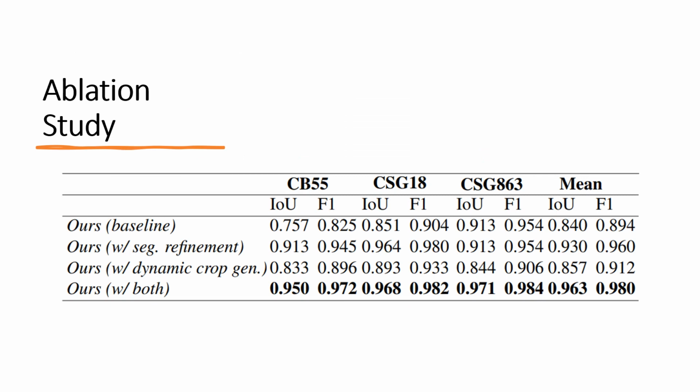Here you can see some of the results obtained through the ablation study we conducted in order to prove the effectiveness of the module we introduced in our framework. And in particular, you can see that when we combine both the segmentation refinement model and the dynamic instance generation model, we achieve around 10% improved performance for all the metrics compared to the baseline framework.